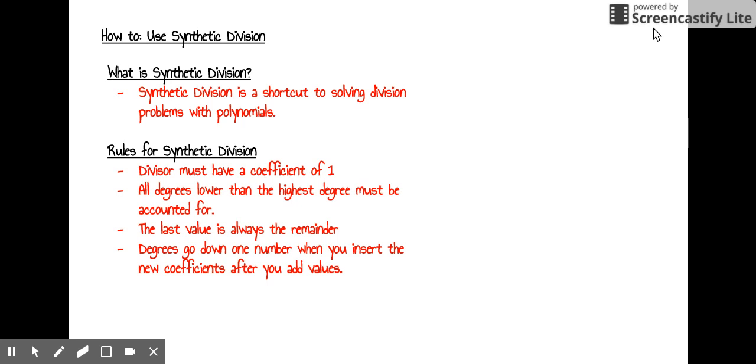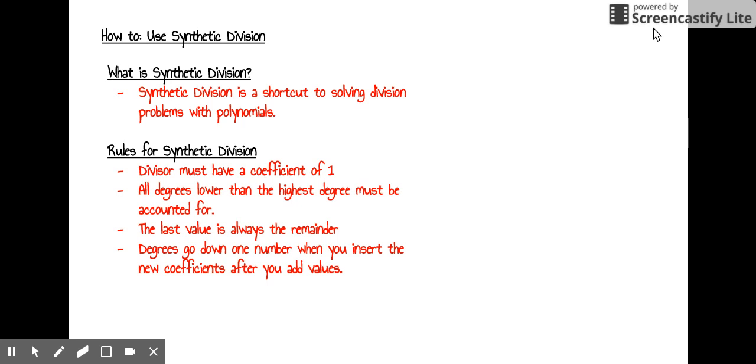There are some minor rules for synthetic division. In this video, we're only going to be working with divisors that have a coefficient of 1. It is possible to use a divisor that doesn't have a coefficient of 1, one that has a 2, a 3, -2, 4, whatever. But in this video today, as a beginner to using synthetic division, we aren't going to really worry about that.